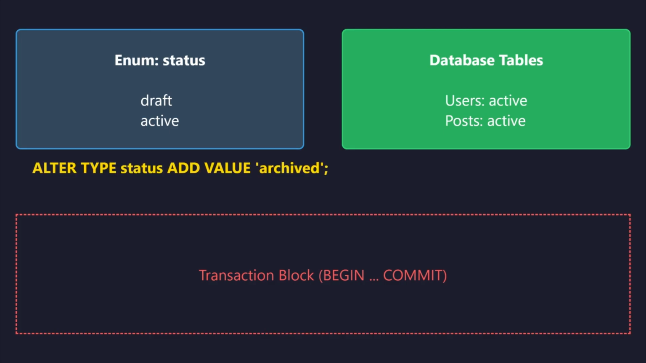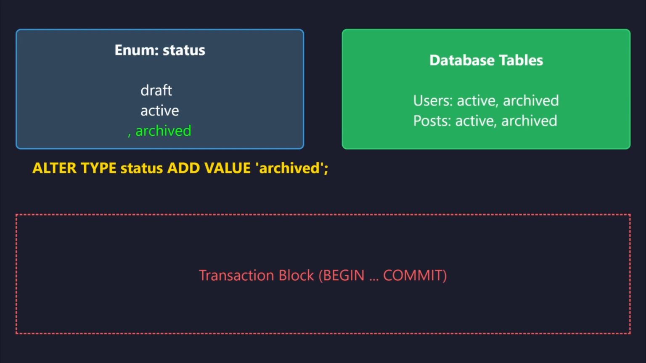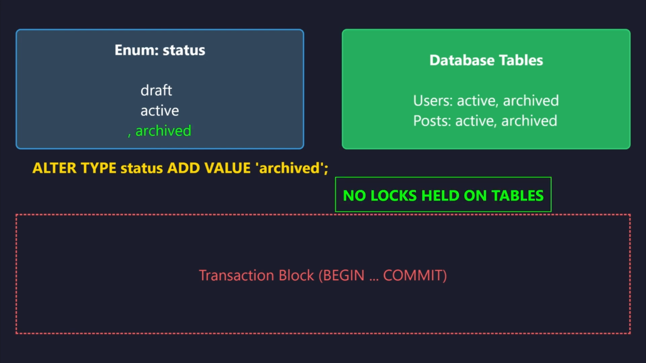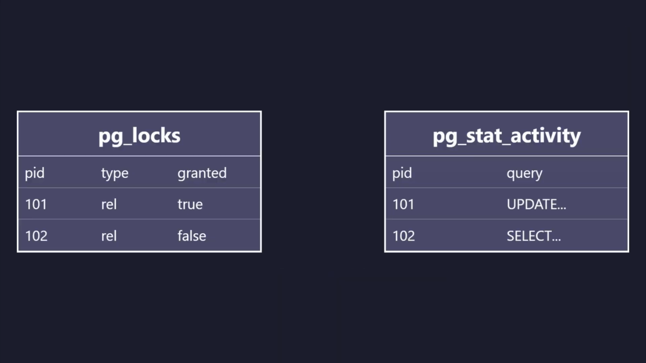Adding a value to an existing enum type can be done outside of a transaction block in Postgres. This allows the change to be visible immediately without holding locks on all tables that use that specific enum type.